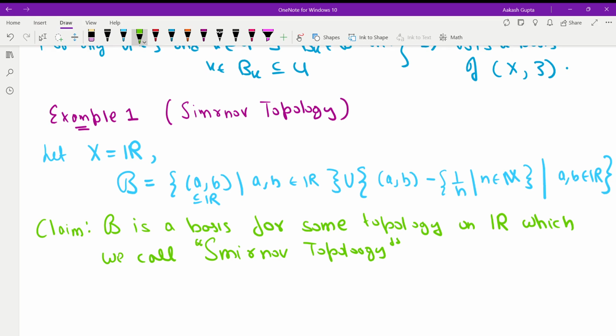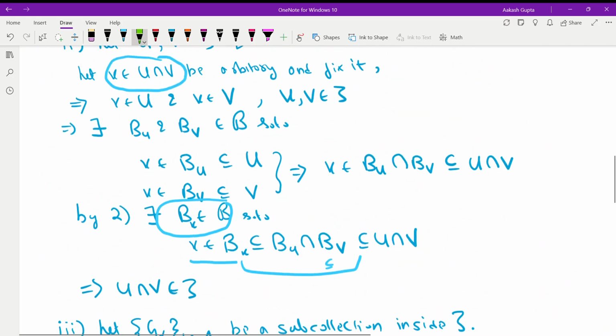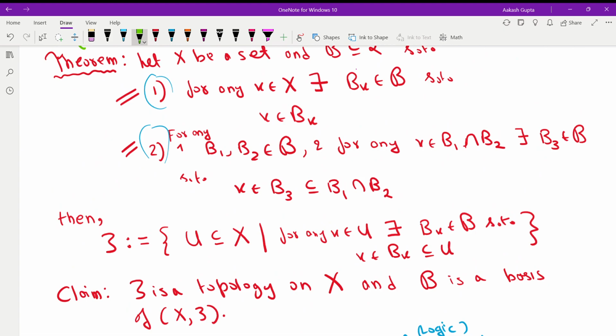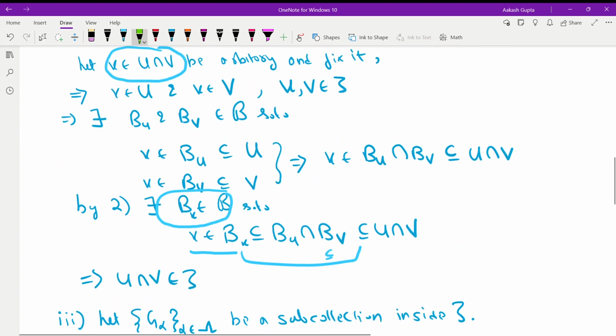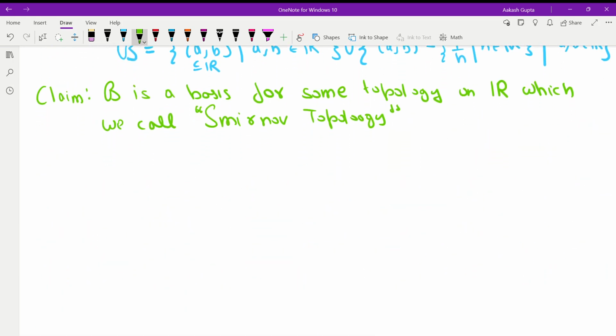So basically I'm going to use the above theorem. I will verify these properties. Let me go up again. I will verify these 1 and 2, and then you know what kind of topology is there, right? So let us show that it's a basis. You just have to show property number 1 and property number 2. Shall we proceed? I think we can. Now let us show the first one.